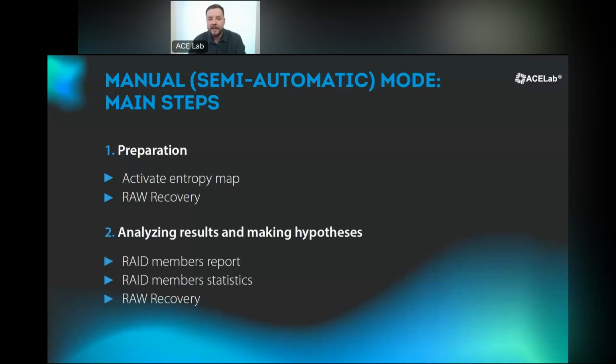The next step is when we analyze the results. And there are three main modes that we use to analyze results. It's RAID member report, RAID member statistics, and raw recovery.